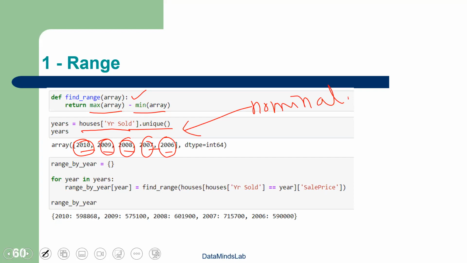Now what we'll do for this per-year basis is take the houses where year sold is equal to the sales for this year sold, for that particular year, because this house data has all the years. But what we have to do is put a condition and capture only the data for that particular year. Now we are interested in the sale price. As you know, sale price is numeric data, and for that year's sale price we are going to calculate the range by year.